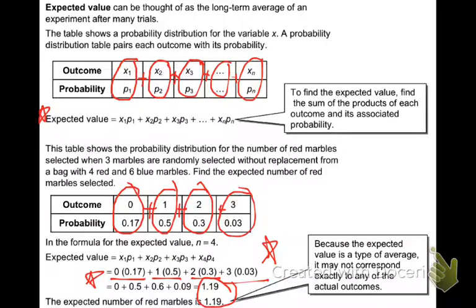Yes, sir. So you multiply the outcome and the probability, and you add what? To the next outcome times probability. So you take each one of these, multiply it together, and then you add the results. Yep. So let's look at what the first one looks like here.